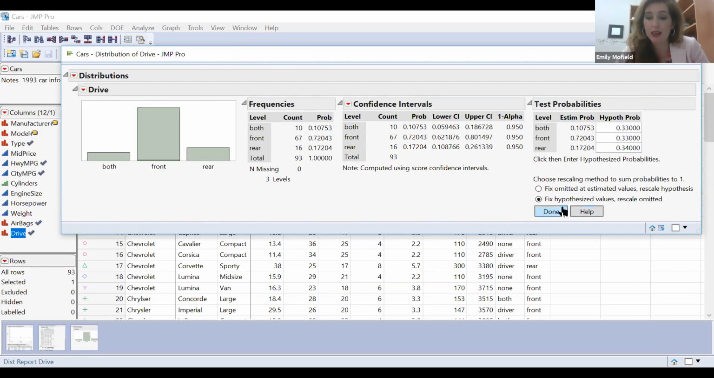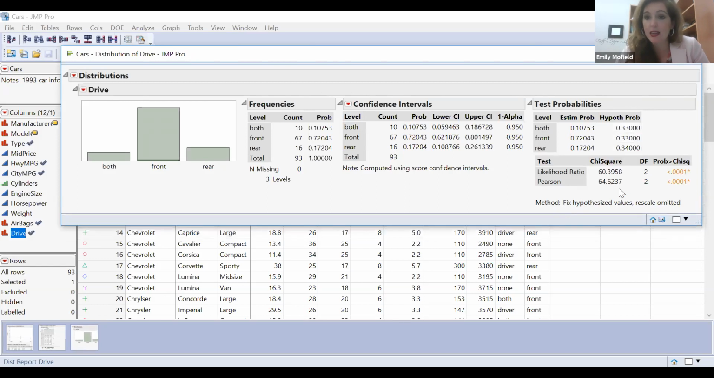All right, so I hit done, and then it tells you, yes, that these proportions are different than these proportions, that indeed it looks like, especially front wheel drive, that's represented a lot more in this sample, where it's not necessarily evenly proportional.